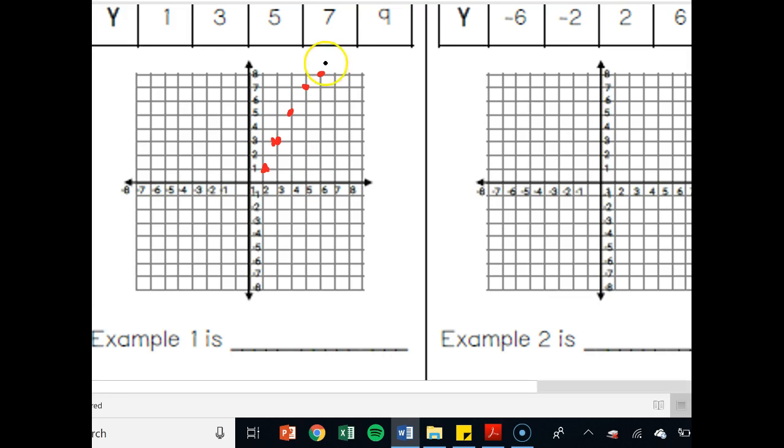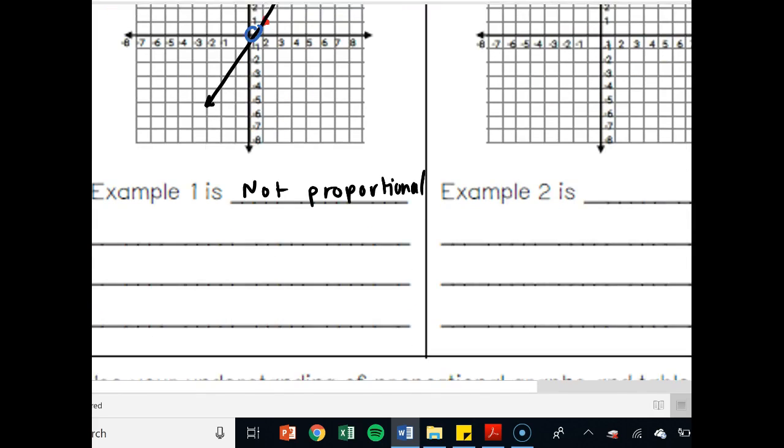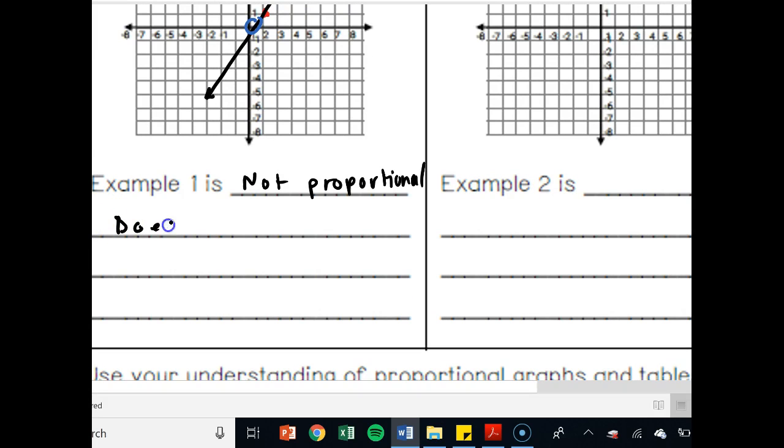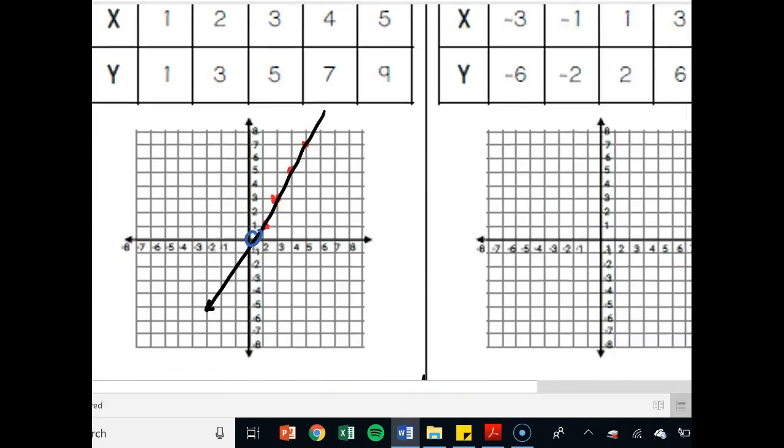So notice if I draw a straight line through this, 5, 9 would actually be a little bit higher than that. Straight line, does it go through the origin? Yes, it does, right? Actually, no, it doesn't. See how it actually kind of misses the origin right there? So not proportional. Why is it not proportional? It does not go through the origin.